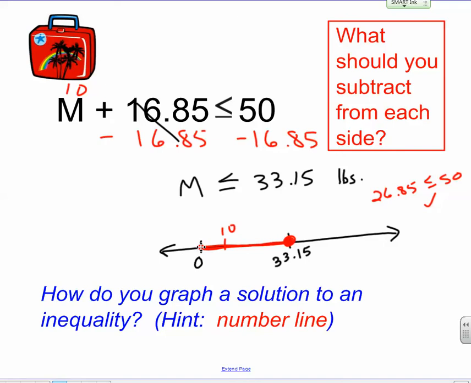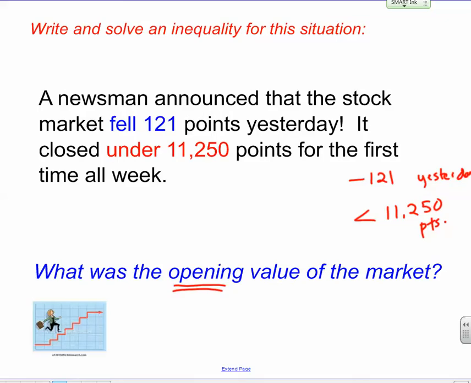That doesn't make sense. And when we show a check, we pick a number easy to work with in the shaded region. I'm going to pick 10. And 10 plus 16.85 is 26.85, and that is less than or equal to 50. So we know we shaded the correct side.